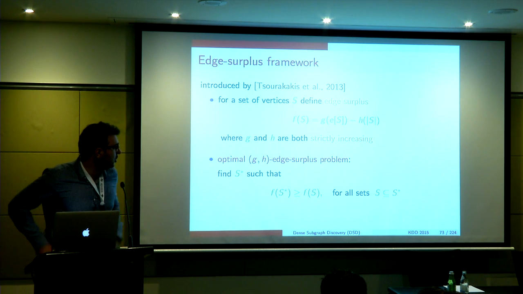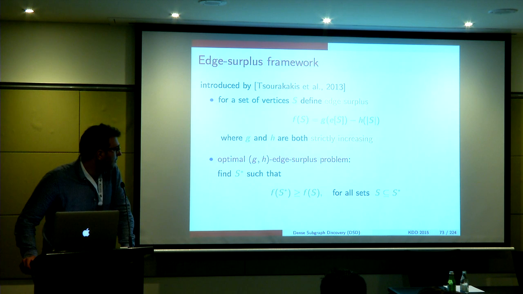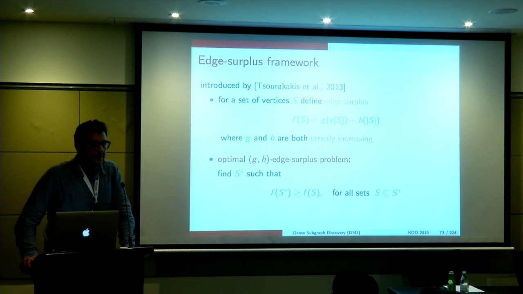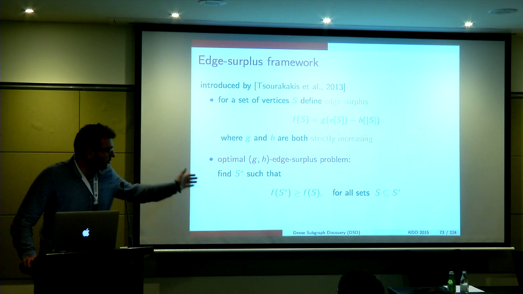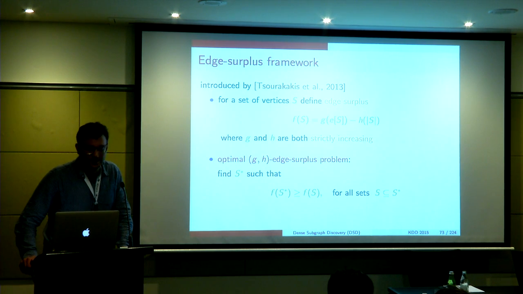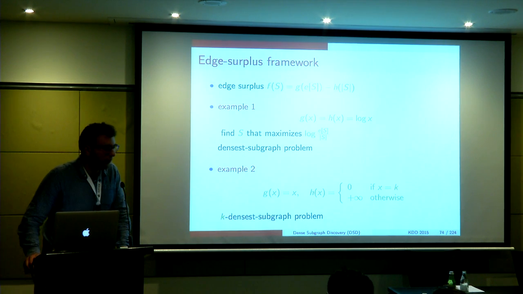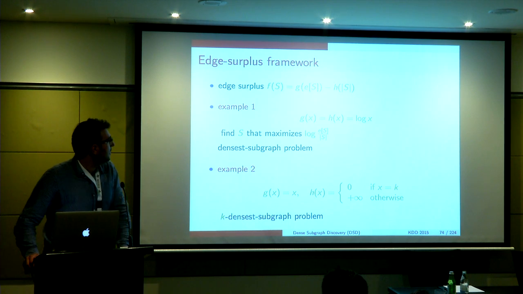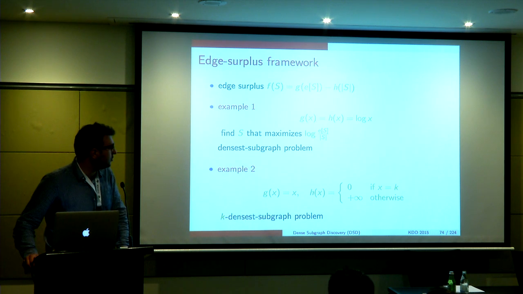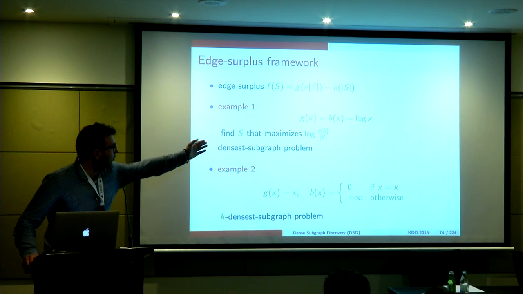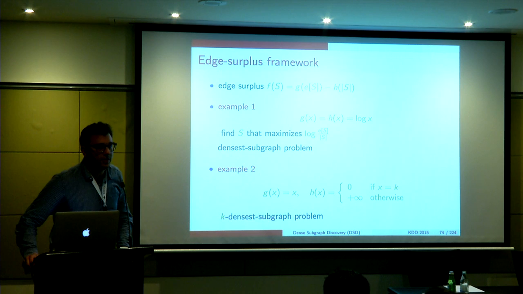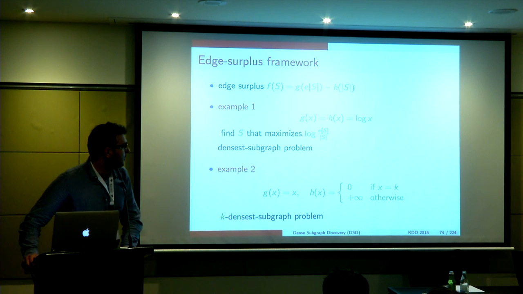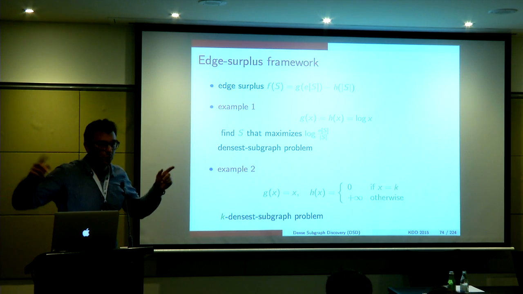The optimal g,h surplus problem is the problem of finding a subset S star for which this function is maximized. Let me give you a couple of instantiations of this edge surplus framework. If we set g and h to be the logarithm function, then you can easily see that the optimization problem is asking to maximize the log of the average degree, of the degree density. I will call it average degree even if the 2 is not there, okay?